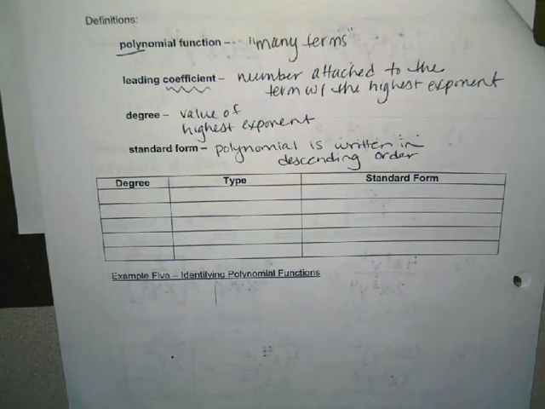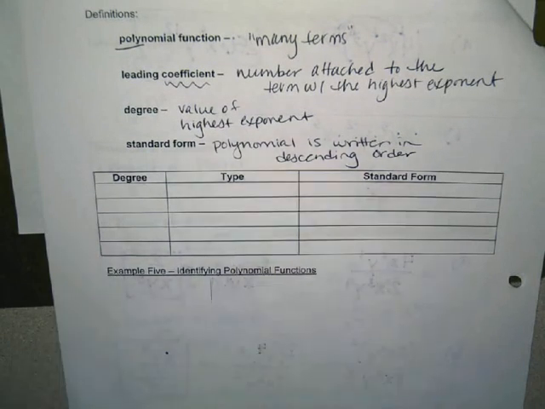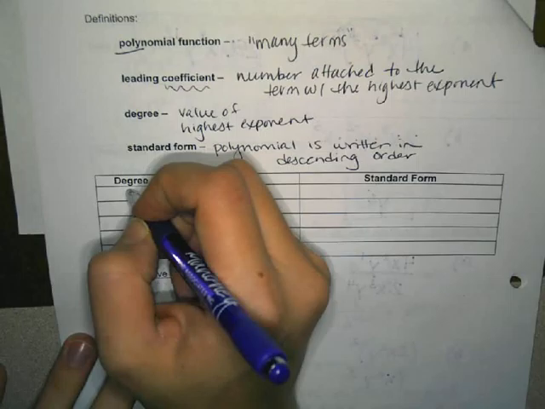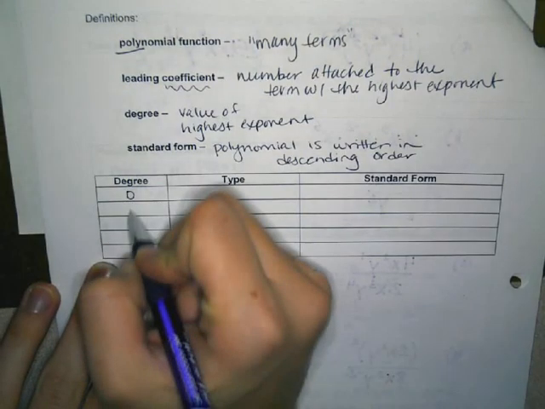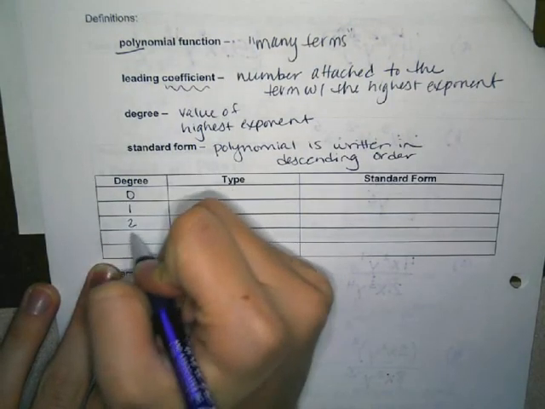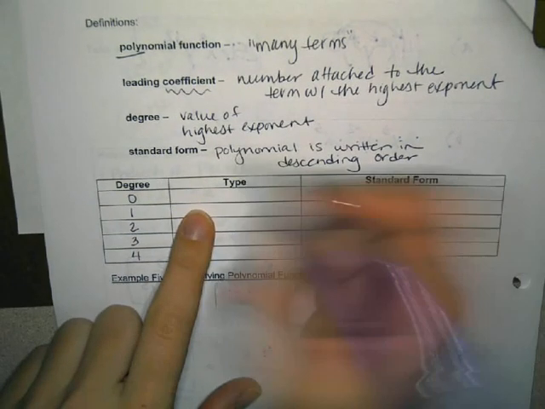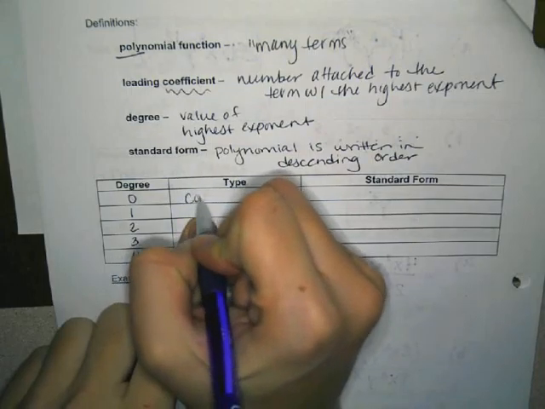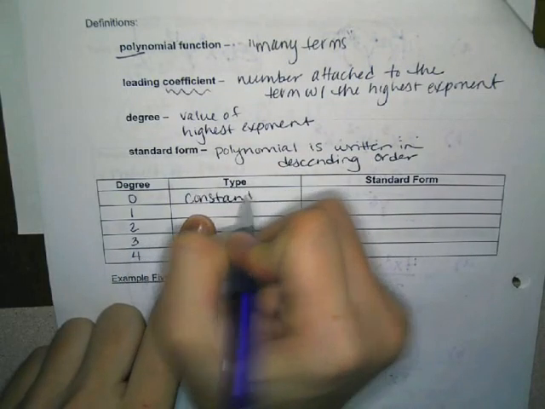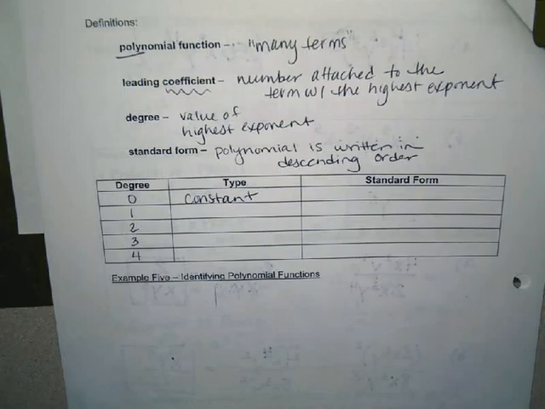So we're going to put in a chart here kind of the most common ones, and this is a list of ones that you already know about. Degree 0, degree 1, degree 2, degree 3, degree 4. These are the most common ones we deal with in Algebra 2. We don't really go beyond that normally. The type name for a 0 degree would be a constant.